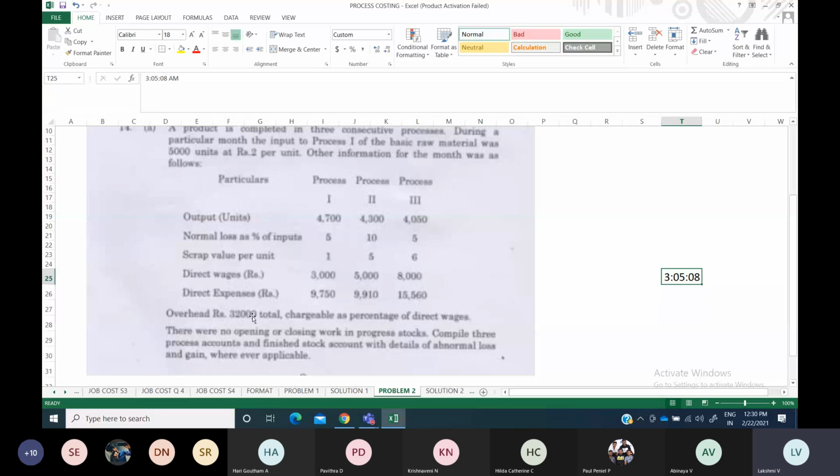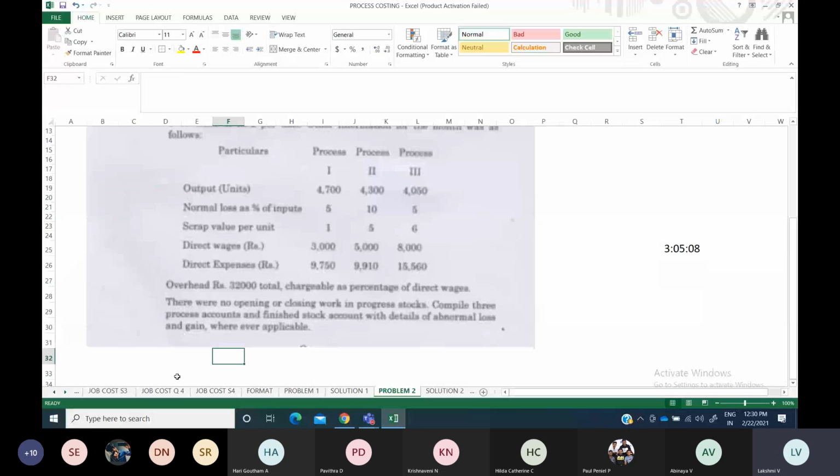There was no opening or closing stock in progress. Compile the three process accounts and finished stock account with details of abnormal loss and gain wherever applicable. So you have to prepare the process accounts, abnormal loss account, normal loss account if required, and normal gain and abnormal gain account also.